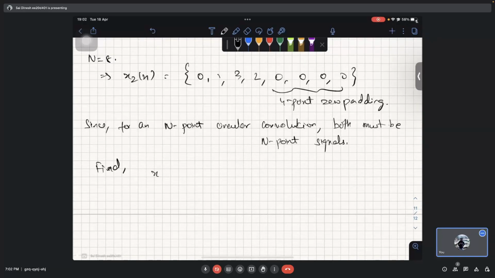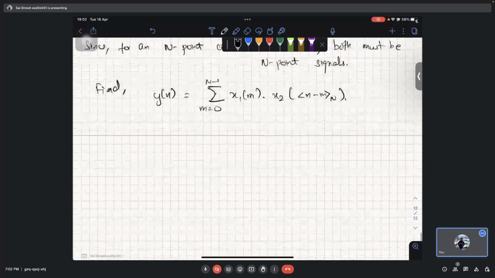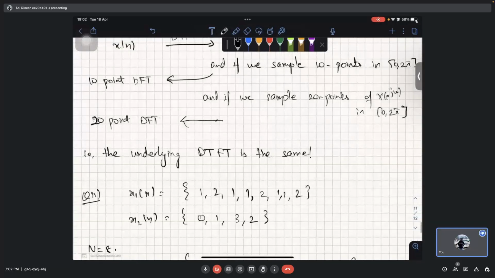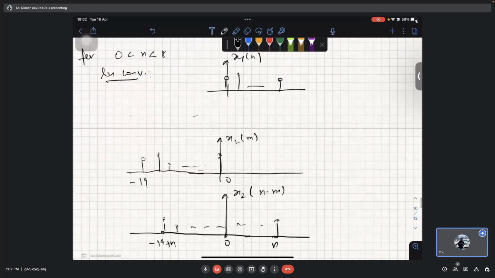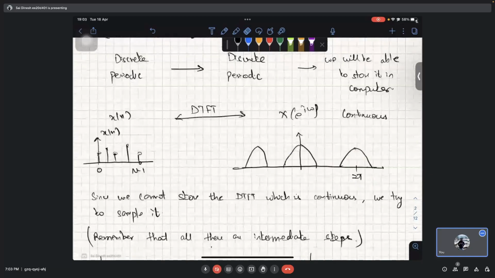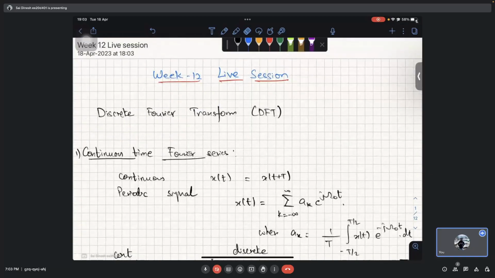Find y of n is equal to sum from m equal to 0 to N minus 1 of x1 of m, x2 circularly shifted by m samples and multiplied with x1. That's it. So this is the 11th question, which is pretty straightforward. Just need to find the values. If you want to verify, then you can do that in MATLAB as well, right?